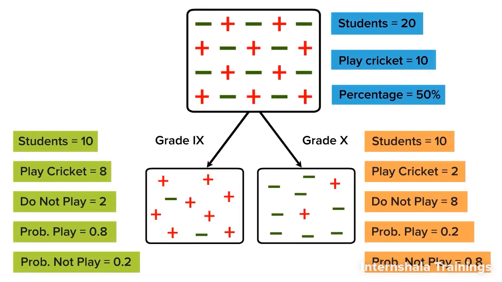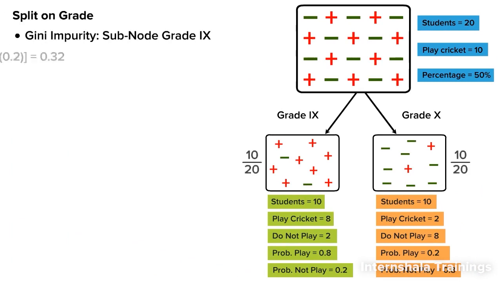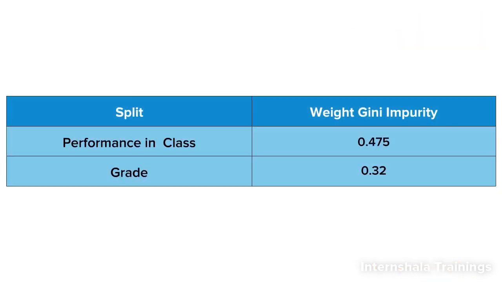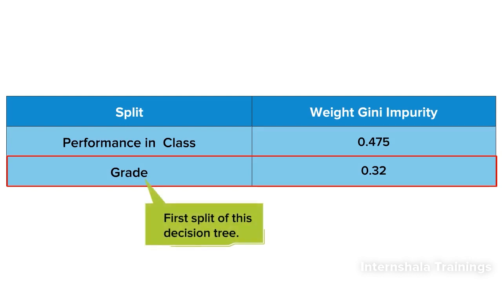Similarly, we will calculate the weighted Gini impurity for the split on grade. Here, we have calculated the Gini impurity for the split on class, which is around 0.32. I recommend you do these calculations on your own and then come back and match your values with the ones that are shown here. Now, if we compare the two Gini impurities for each split, you will see that the Gini impurity for the split on grade is less, and hence grade will be the first split of the decision tree.